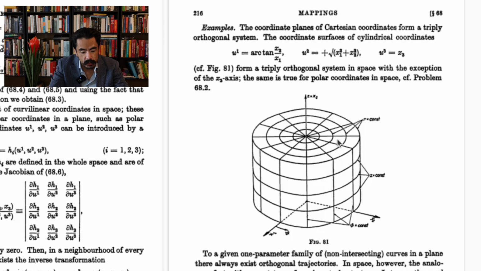Some examples. The coordinate planes of Cartesian coordinates form a triply orthogonal system. The coordinate surfaces of the cylindrical coordinates, u1 equal to the arctangent of x2 over x1, u2 equal to the positive square root of x1 squared plus x2 squared, and u3 equal to x3, and for which we can see this depicted in figure 81 below, form a triply orthogonal system in space with the exception of the x3 axis. The same is true for polar coordinates in space, for which refer to forthcoming problem 68.2, which we will be working out.